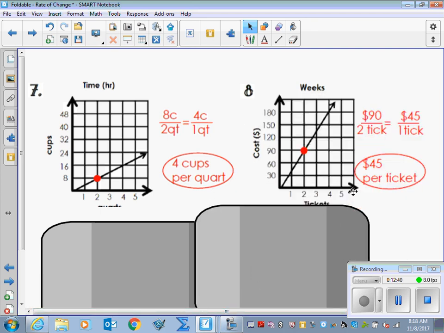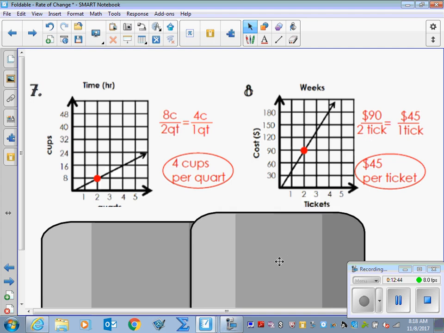So we have $90 for two tick. Maybe that's tickets, I think. Yes, tickets. $45 per ticket. Looks like we're missing some words. So you can go over to 2 and 90, okay, or 1 and 45 and approximate that on the line. Okay. All right, so just some simple per unit with graphing, okay?